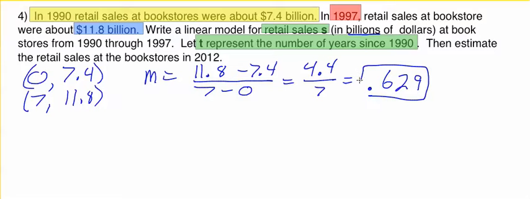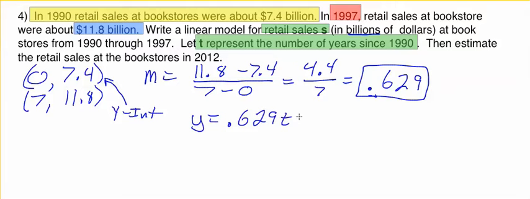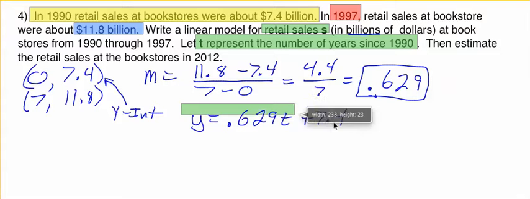Now, just like in the previous problem, we have calculated the slope, and this would be the y-intercept, since it's when the time, or the x value here, is 0. So our equation is y equals 0.629t plus 7.4. So there's our first part of our answer.